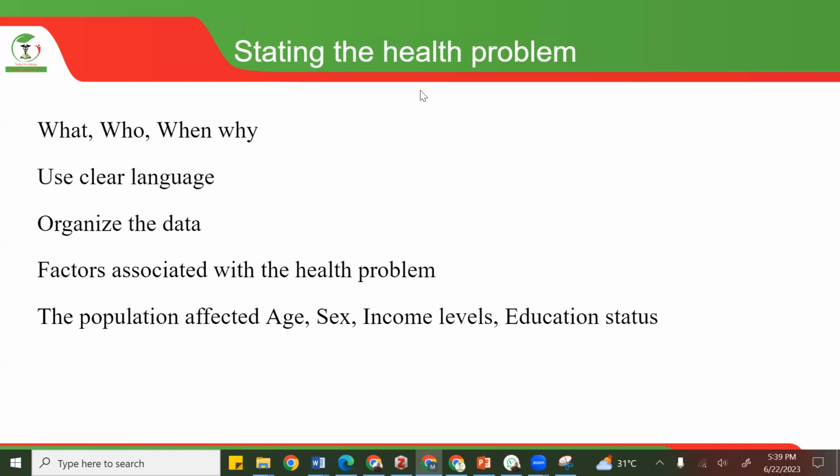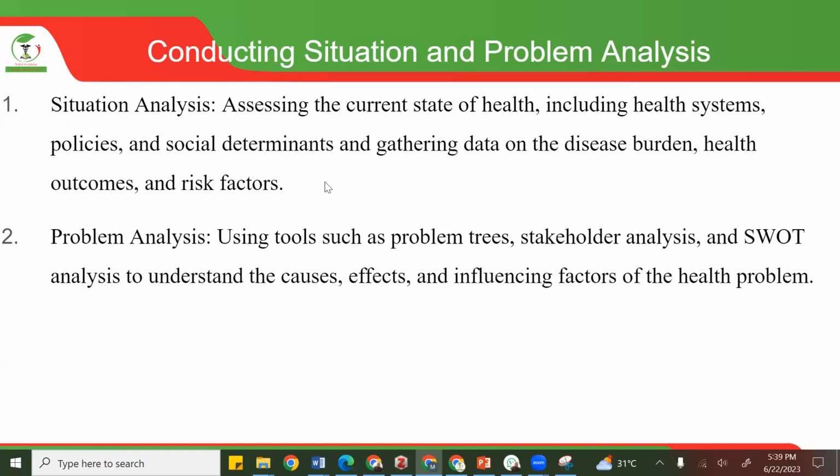It's also very important to describe the factors associated with the health problem. They could be social factors, cultural factors, economic factors, whatever they are. Make sure that you bring that picture out clearly. And those who are affected in terms of either age, sex, income levels, or educational status. Like we said earlier on, you can do a desktop review, or you can go and carry out the data collection yourself. Okay, so basically you come up with what we call the situation analysis.